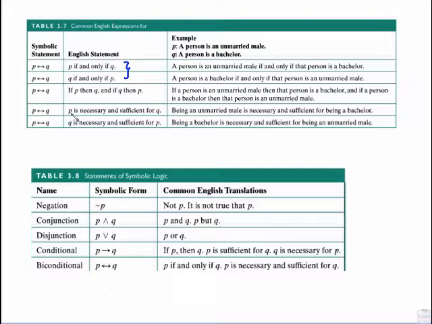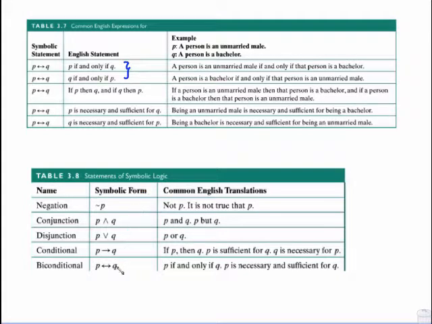Also, the double arrow is equivalent to necessary and sufficient, both necessary and sufficient. You can think about that having the double arrow or having arrows on both sides means we need both the necessary and sufficient. Being an unmarried male is necessary and sufficient for being a bachelor. Notice they've also turned it around. Q is necessary and sufficient for P. So being a bachelor is necessary and sufficient for being an unmarried male.